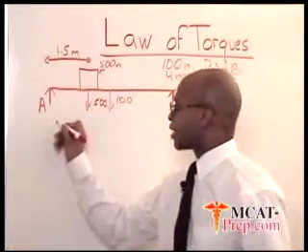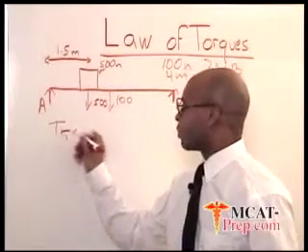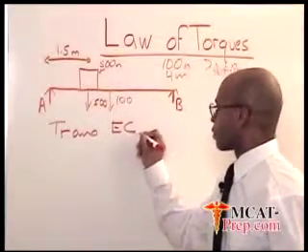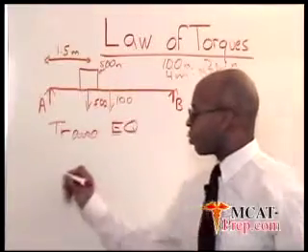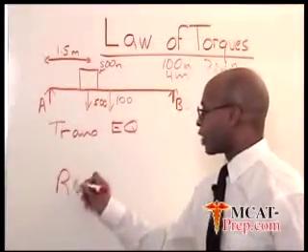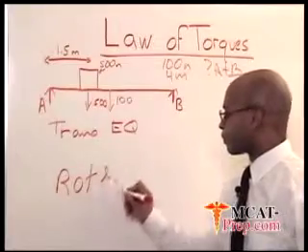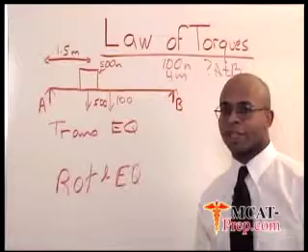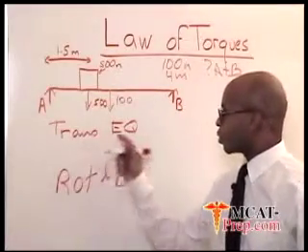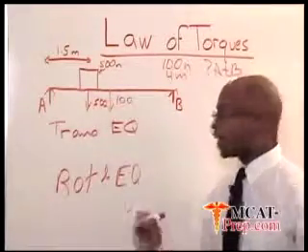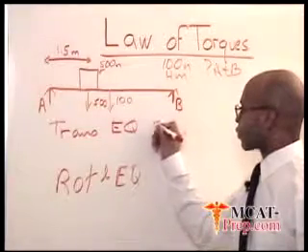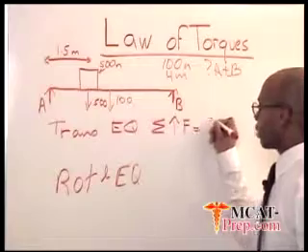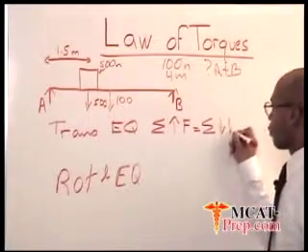One rule is translational equilibrium, and the other rule is rotational equilibrium. These two rules will permit you to solve any of the problems that they will give you. The first one, translational equilibrium, tells us that if you sum all the upward forces, it will equal the sum of all the downward forces.